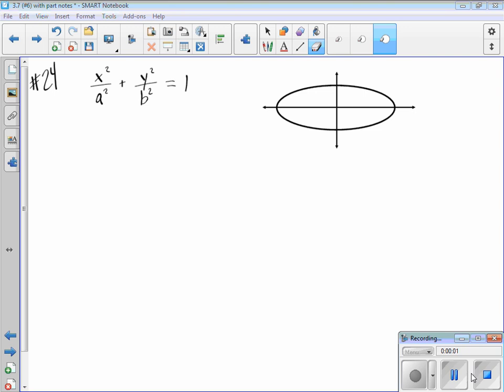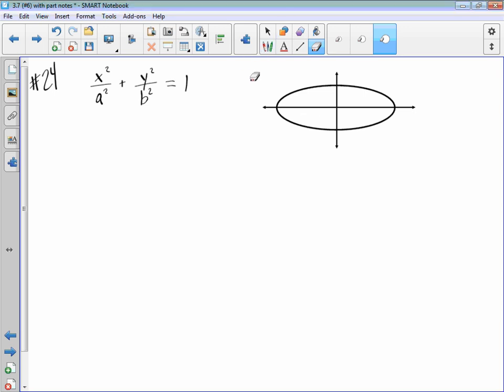Okay, number 24 tells us that we have an ellipse, and it gives us the equation of the ellipse, and it's just in terms of a and b. So when we're doing this problem, you just treat a and b as constants. So an ellipse looks something like this. It might be longer this way, it might be longer up and down. Typically the a portion's longer, so that's why I drew it this way, but it doesn't really matter.